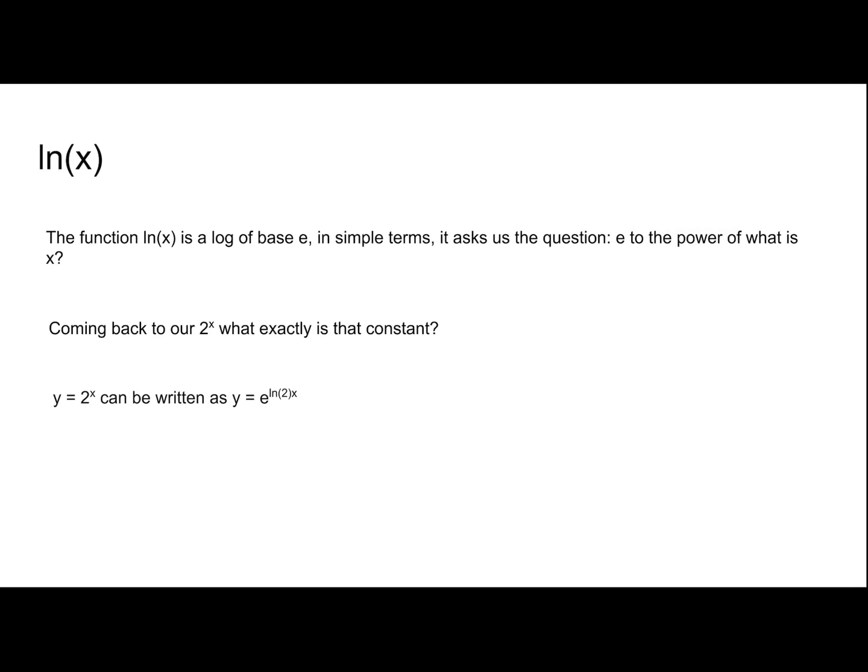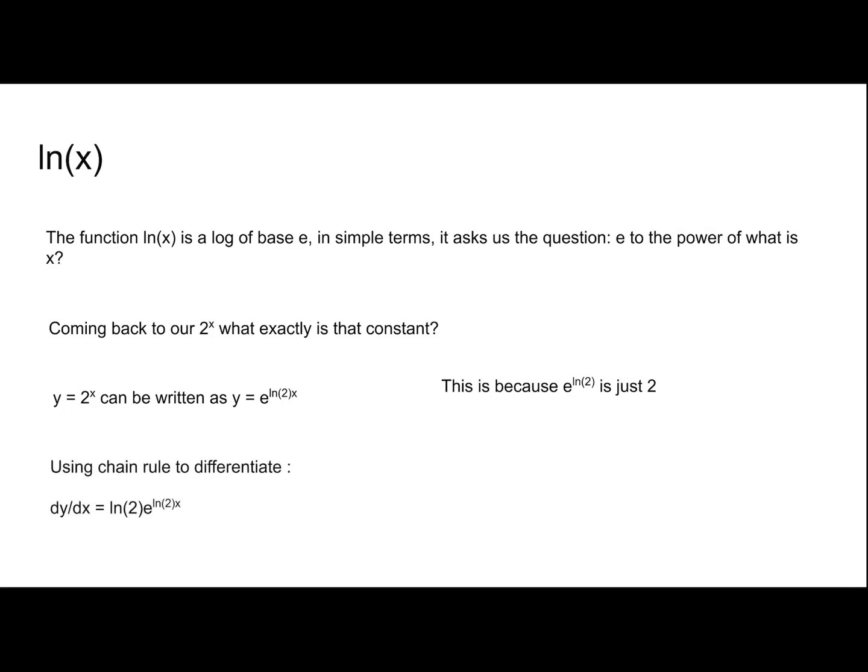Alright, I haven't actually changed the question here, because as we said previously, ln of x is defined as e to the power of what equals x. So if we have e to the power of ln of 2, the e and the ln will cancel out, and that gives us 2. I didn't actually change the question, I just wrote the 2 in a different form, as e to the power of ln of 2. In this case, we can now use the chain rule to differentiate this equation.